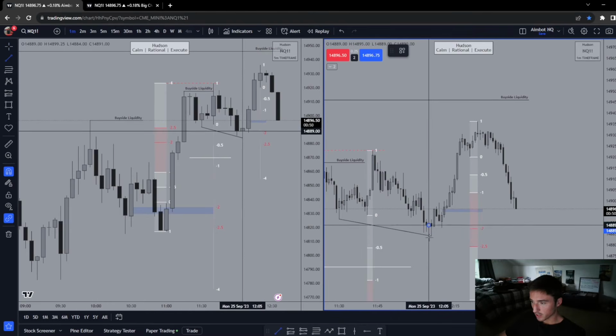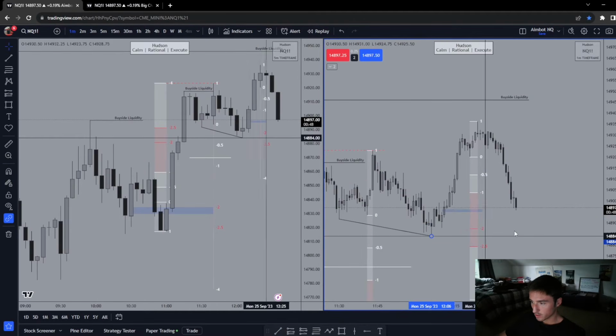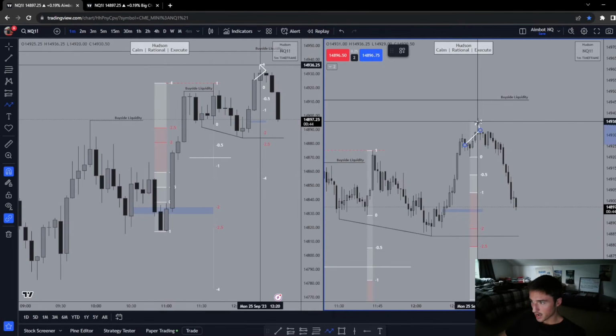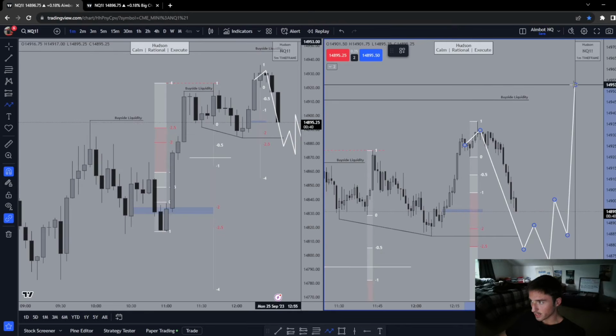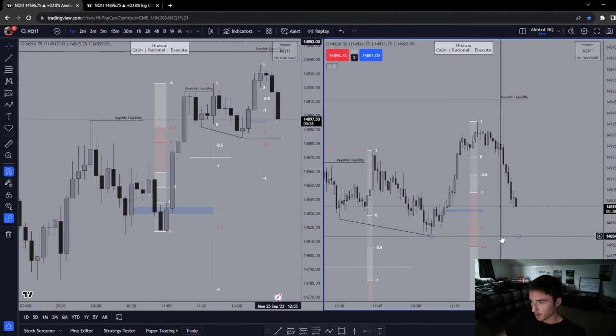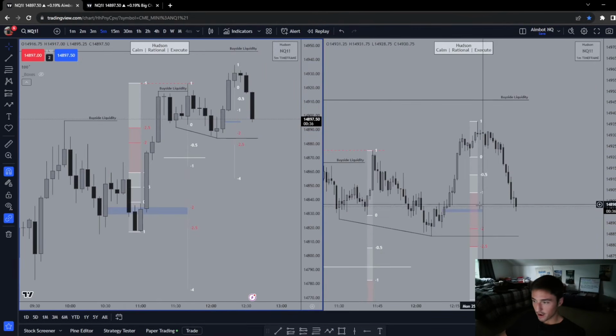We're going to sweep this low. Get internal structure. Right? We make a high, come down. We're going to sweep this. Internal swept. Displacement higher. We're going to run that. That's what I'm confident in. Right? On the 5 minute.